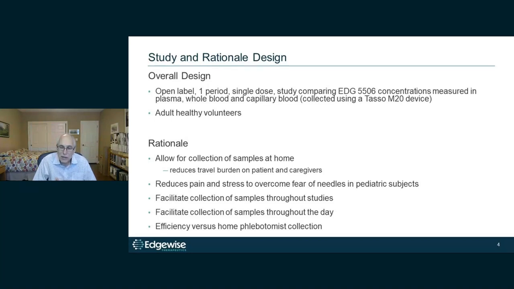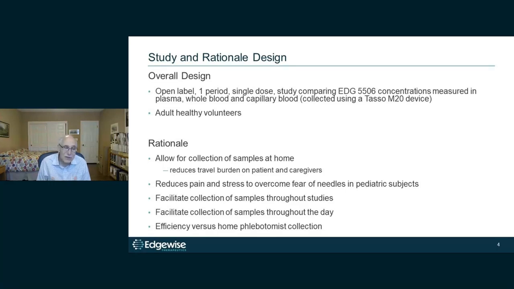We collected blood and plasma in several different ways. We collected venous blood, so we had whole blood, converted part of that to plasma, so we had a plasma sample. And then the last one is we collected using a device called a Tasso M20. As I said, some of the advantages are, and Neil and Enaksha both said this, the Tasso device allows for collection of samples at home.